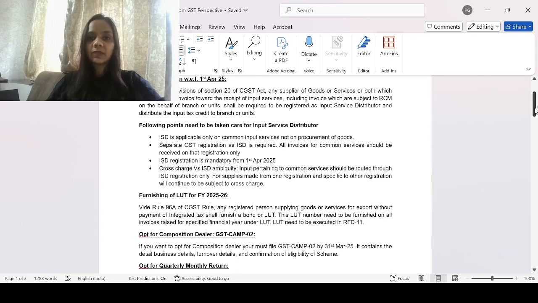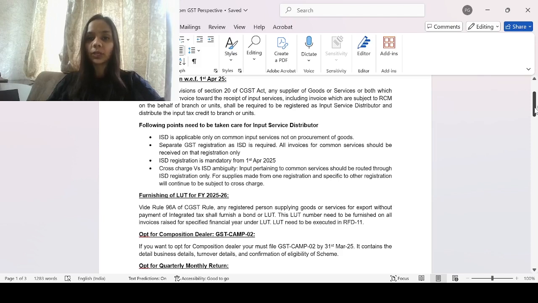Second one is the furnishing of the LUT number for financial year 2025-26. LUT is needed when we are doing any kind of export of goods or export of services without payment of IGST; then it is mandated to furnish the LUT in RFD 11. We need to mention the LUT number on all invoices, debit notes and credit notes generated from 1st April 25 if we are filing an LUT for financial year 25-26.